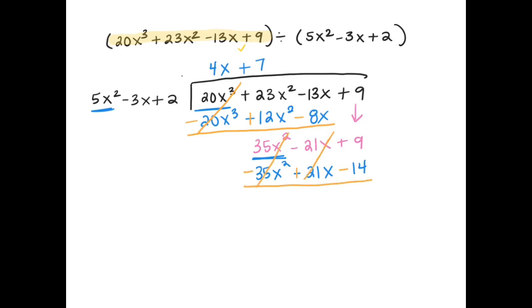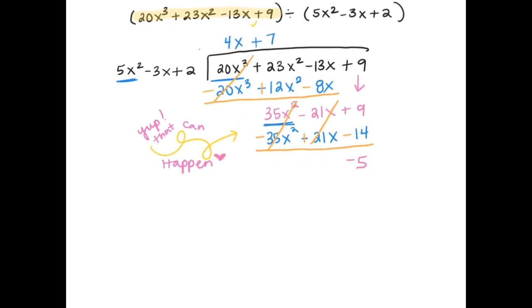Notice that this time 2 pieces cancel. Yep, that can happen. Think of it as a blessing. It just means you have less math you have to do. So now when I go to combine my terms, I've got negative 5. Then I just have to write out my solution and I'm done. So I have 4x plus 7 plus negative 5 over 5x squared minus 3x plus 2. Now we just need to practice.